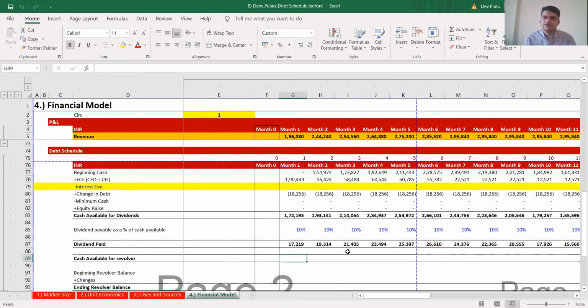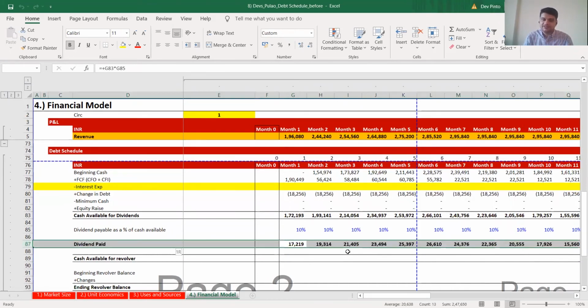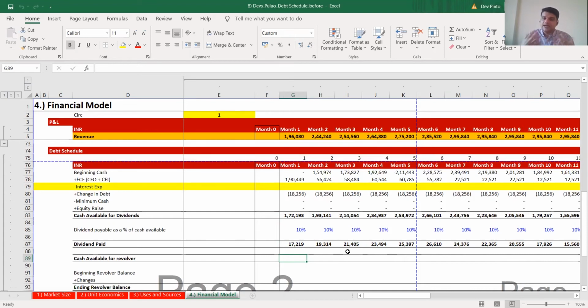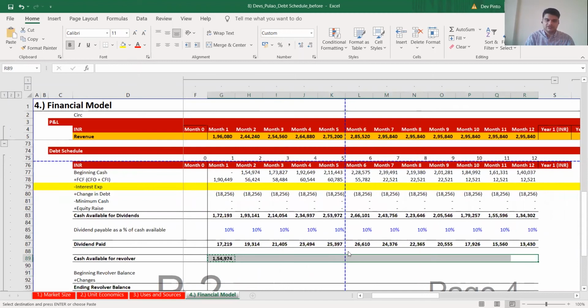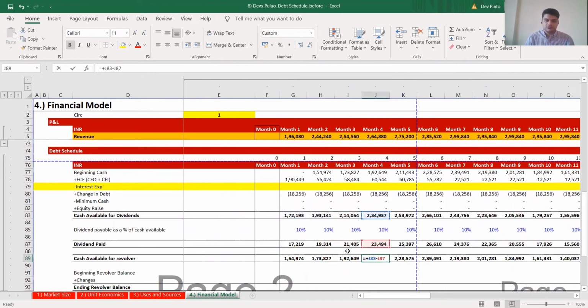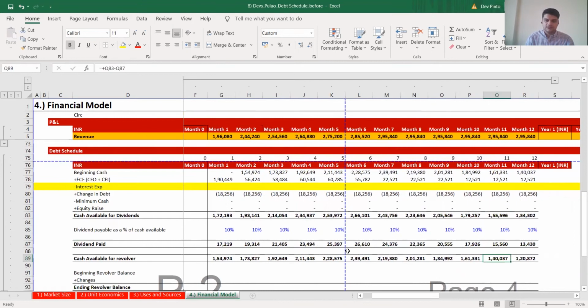Next, cash available for revolver. So remember, like I told you earlier, revolver is the last check to make sure if this balance minus this balance is negative, it means I need money, right? I need to draw down money to cover my shortfalls in cash because my business is not generating money. So what will this number be? This will be this minus this, right? So let's just make this 0.